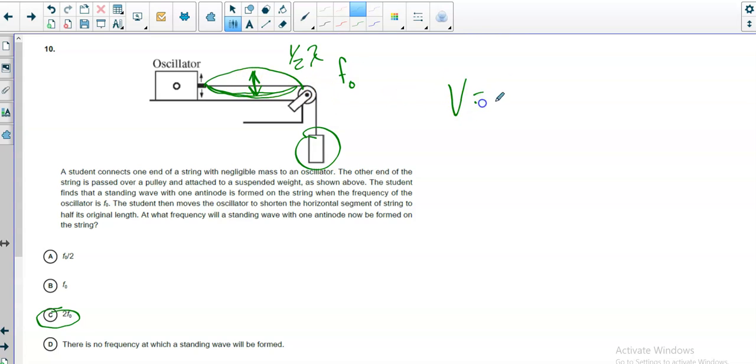Why? Because you didn't change the speed of the string. You would have to hang more mass on it or less mass on it, or change the type of string in order to mess with the speed. Since this stays the same, when you moved it in and created the same shape wave, you've cut the wavelength in half, which means you have to double the frequency in order to keep the same v.